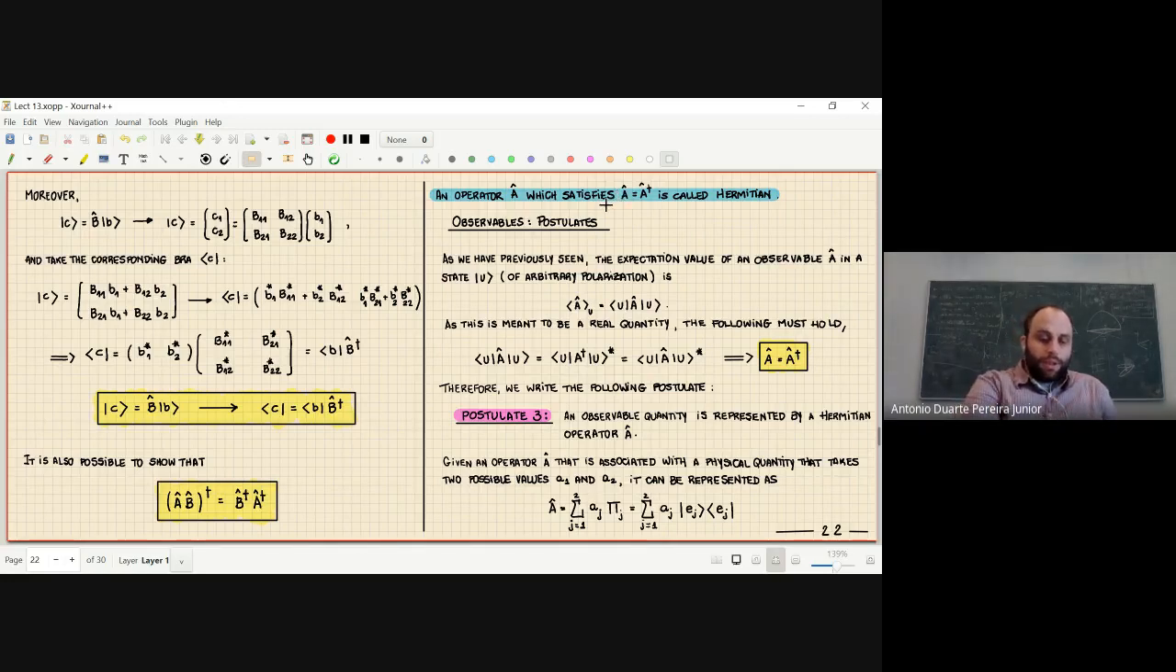So let me just comment that if you have a matrix of the type A1, A2, A3, and A4, now if I take the Hermitian conjugate of this matrix, I will have A1 star, and then I'm transposing, so A2 comes to this place, and A3 comes to this place, and A4 remains here.